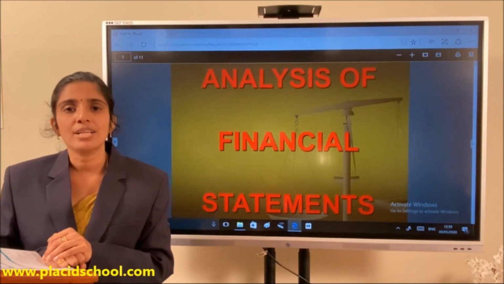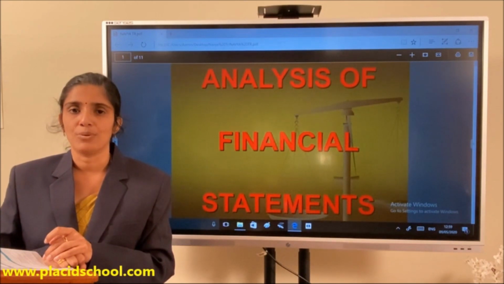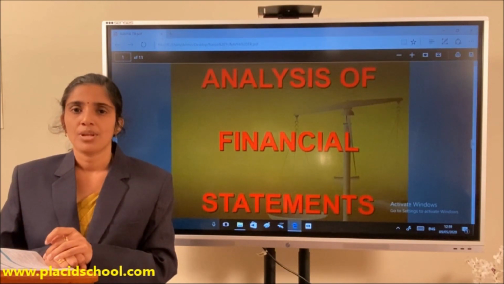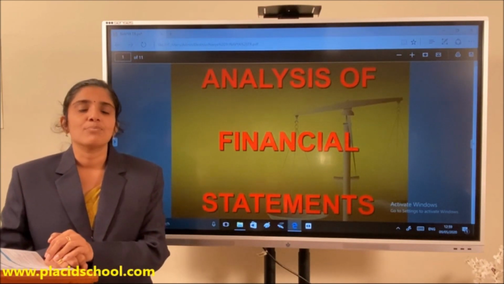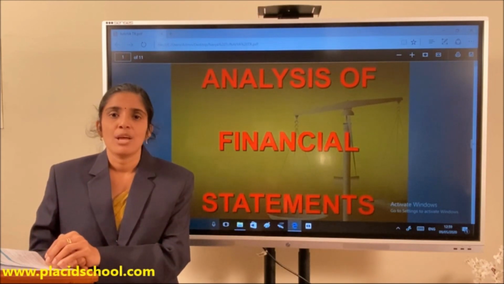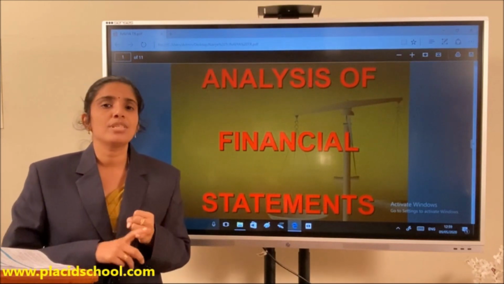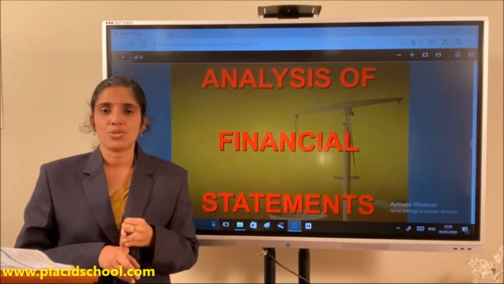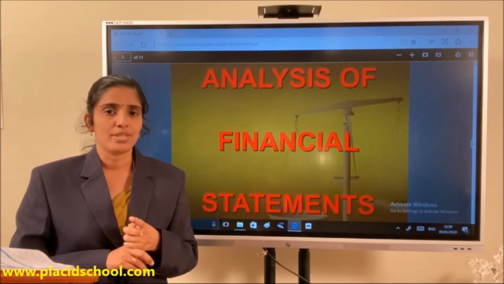In the balance sheet and profit and loss statement, we write only the exact values, not the calculations. All the calculations we do in the notes to accounts statements. So analysis of financial statement means analyzing this balance sheet and the profit and loss statement. For this analysis, we mainly use 4 techniques or tools. The first one is comparative statement, the second is common size statement, third is ratio analysis, and the fourth is cash flow statement.